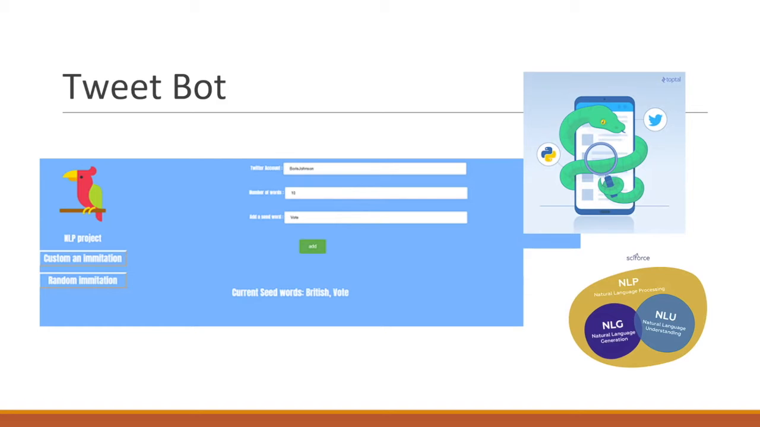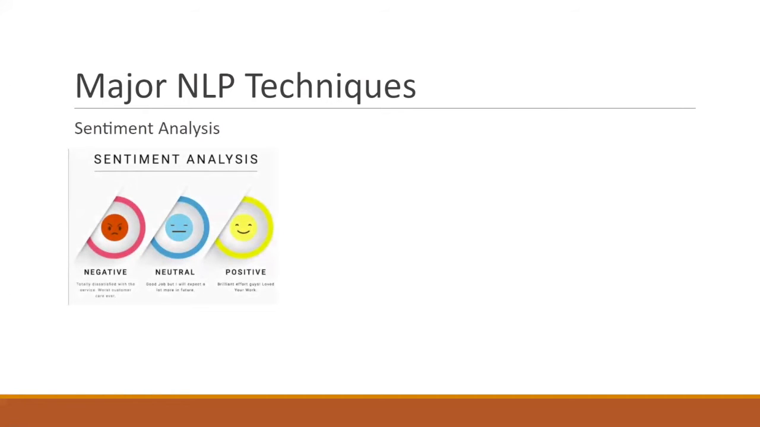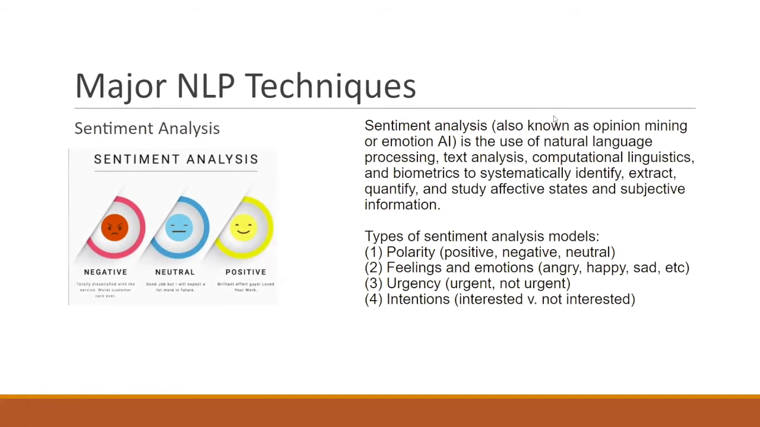And now we'll move on to some NLP techniques we used. The first technique we're using is sentiment analysis. It is the use of natural language processing, text analysis, computational linguistics, and biometrics to systematically identify, extract, quantify, and study affective states and subjective information. Here are 4 types of sentiment analysis models. The first one is polarity. The second one is feelings and emotions. The third one is urgency. And the last one is intentions.